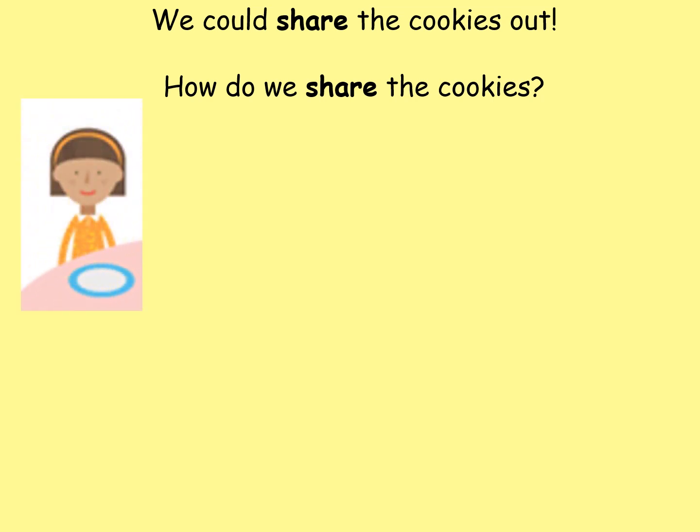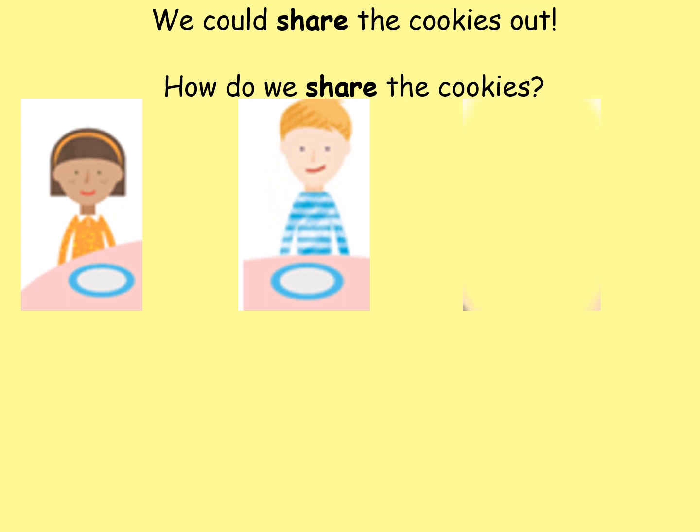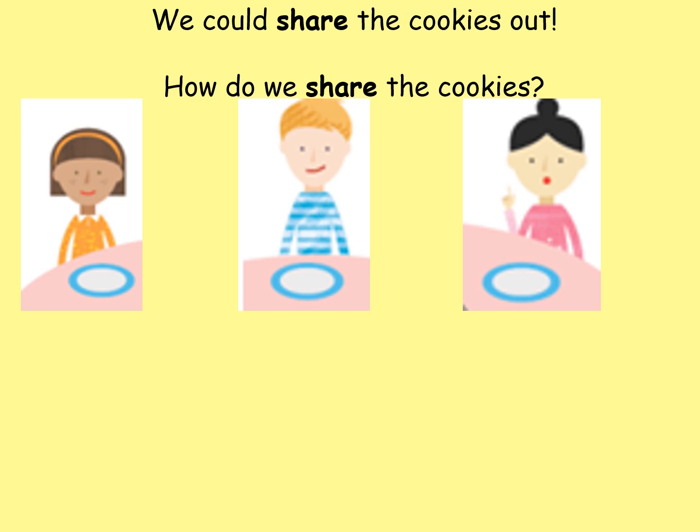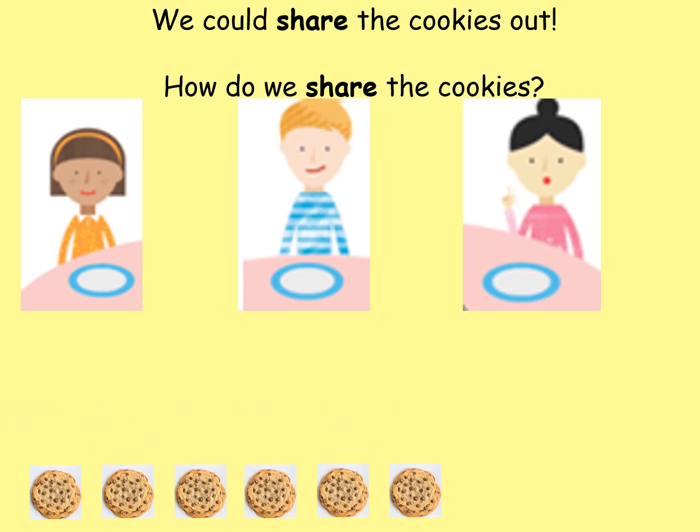Okay, here's the young lady with her plate, the young man with his plate, and a different young lady with her plate. Okay, so we need to share the cookies between them. How many of them are there? 1, 2, 3. There's 3 children. And we are sharing 6 cookies. There are 6 cookies. So, if we're going to share the cookies equally, it means that they each have to have the same amount. So we'll start by giving 1 cookie to each child.